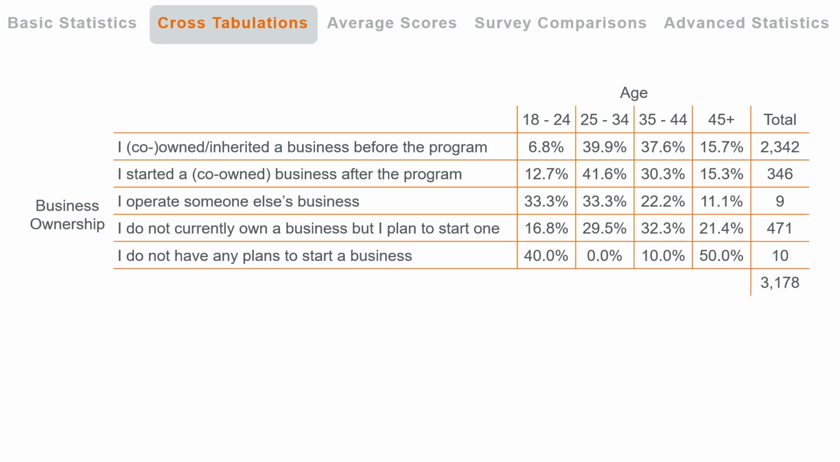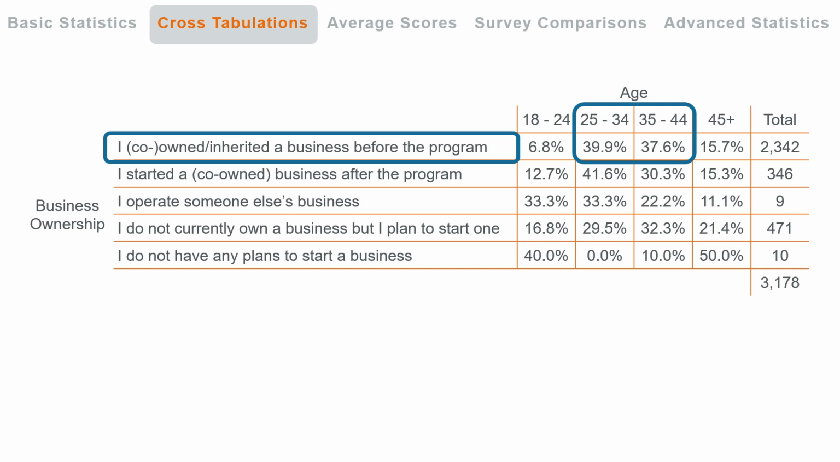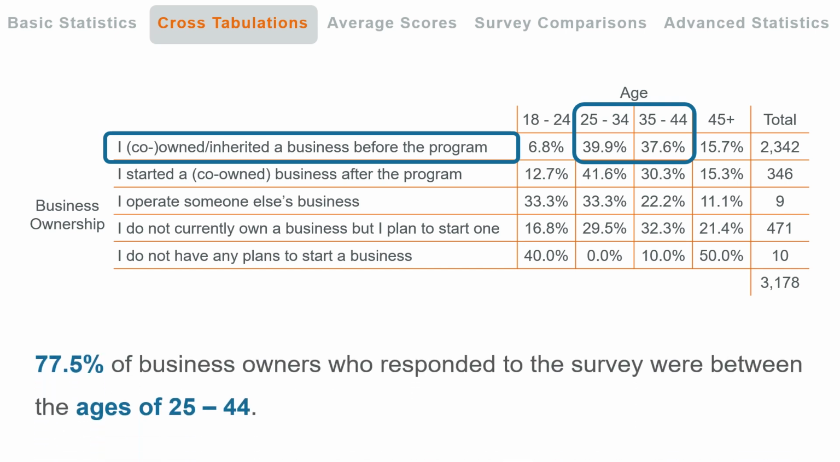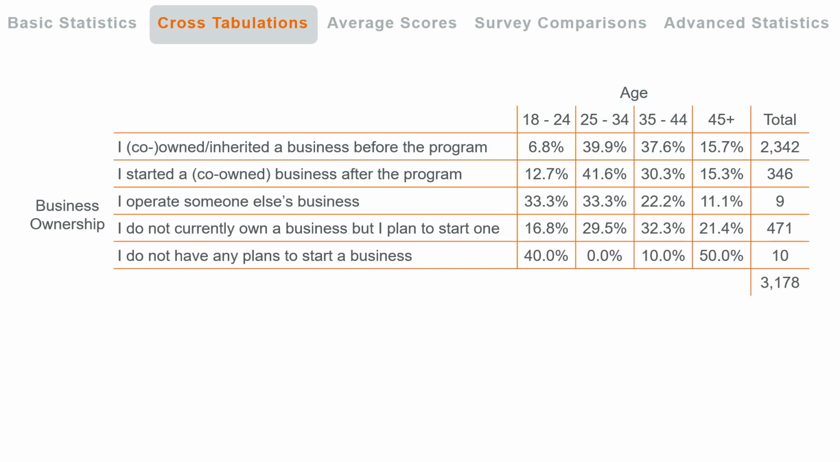So let's say we want to know how many respondents who own a business are between the ages of 25 and 44 years old. To determine that, we find the business ownership category we're interested in, then look across and narrow down to the age categories we're interested in. In this case, 77.5% of business owners who responded to the survey were between the ages of 25 and 44.